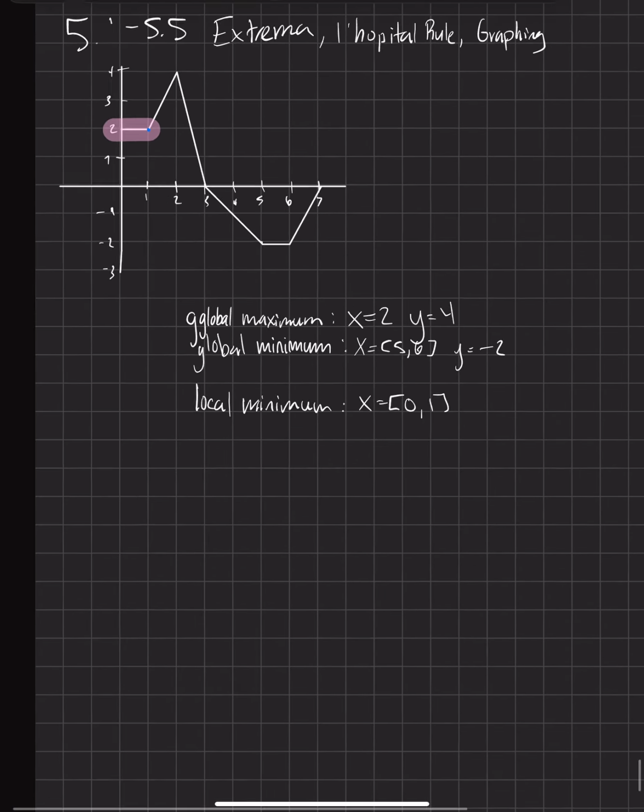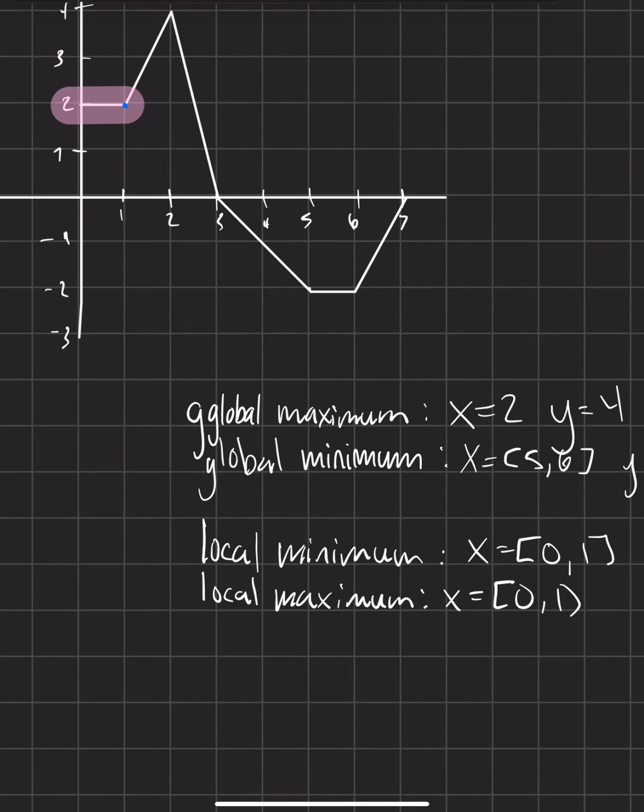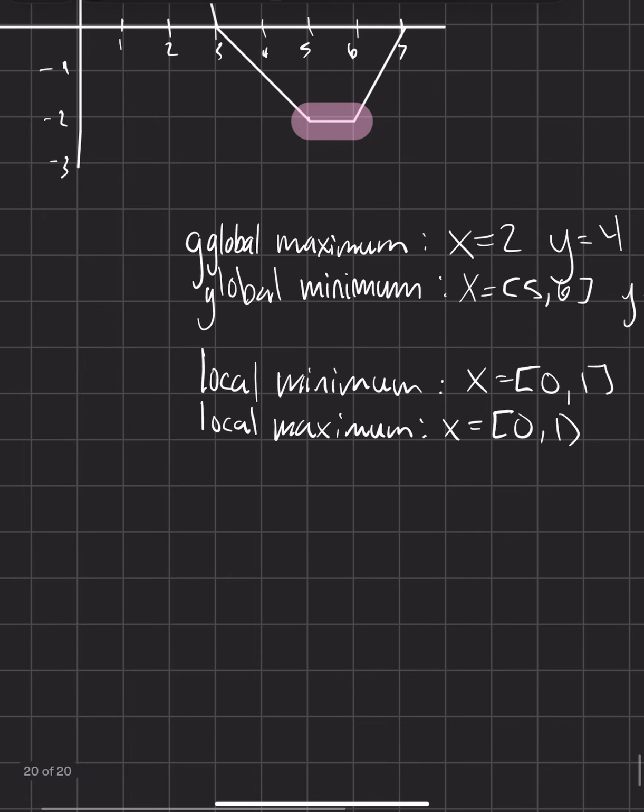So we have a local maximum when x is equal to 0, including 0, but not including 1, because of all the points we just talked about there. And then we can go over a nice little target point here, from 5 to 6. From 5 to 6, we can see that this is a local minimum.